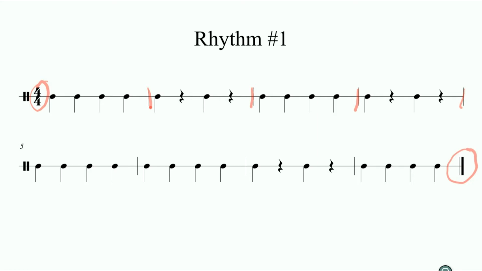Let's try counting the first line together. We have 1 quarter note, 2 quarter notes, 3, 4, and then our bar line tells us that we're going to start over again at 1. We have a rest for 2, don't forget your parentheses, 3, and then a rest on beat 4. We have a bar line, so we start over again. 1, 2, 3, 4, bar line, and then finally we have 1, 2, 3, and 4.